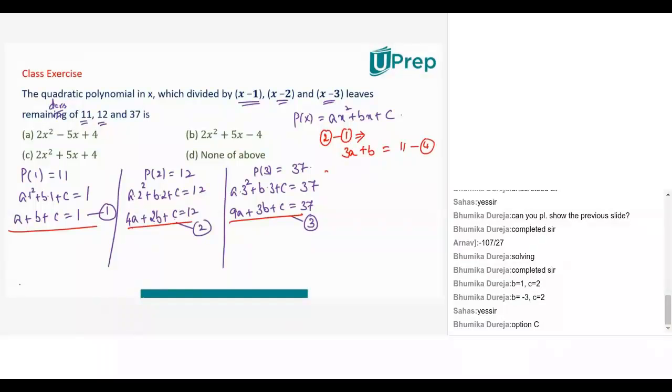Again do the same thing for 3 minus 2. What is 37 minus 12? Equal to 11, sir, not 1? Oh, this is equal to 11? Correct, sorry. So 12 minus 11, this will be 1. Correct. So what will be 3 minus 2? 9a minus 4a. 11 and 11 get cancelled. So 3a plus b is 1.